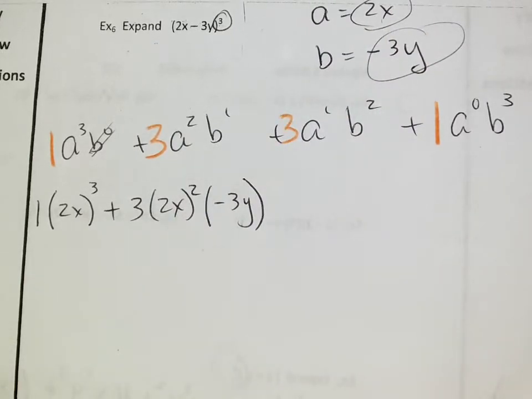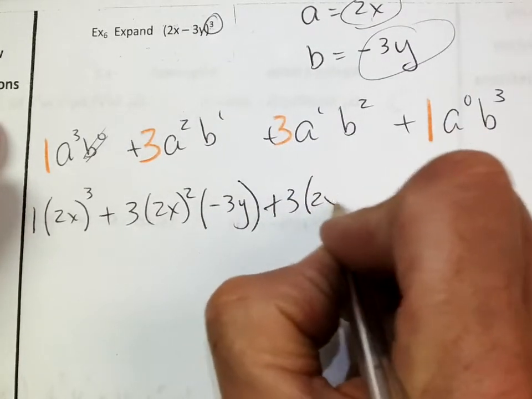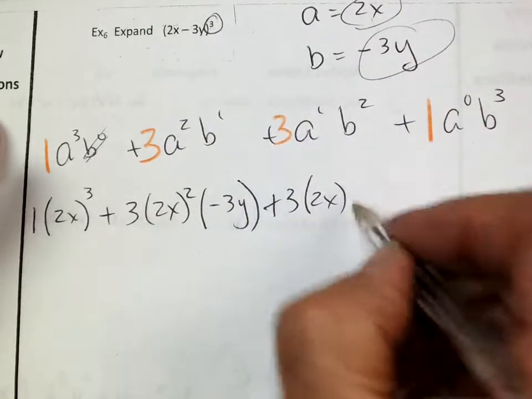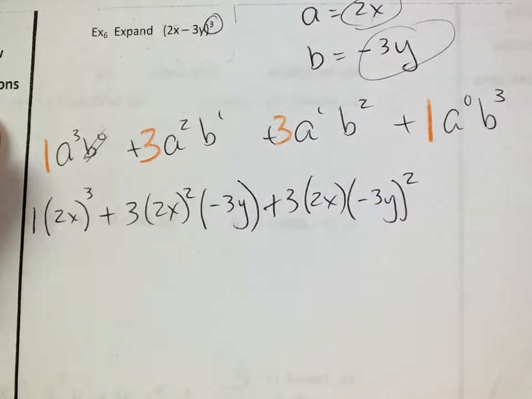Now, I can drop the B to the 0. You okay with dropping that one? Is that okay, just because I don't need it, right? Plus 3. A is 2x squared, and B is negative 3y, okay? How am I doing? I just plugged the 2x there and the 3y there, okay? Capiche? Okay, then plus 3. Let's put the A in here, parentheses 2x. That's my A. I plugged that in. And let's put my B in as negative 3y squared. How am I doing? Okay?